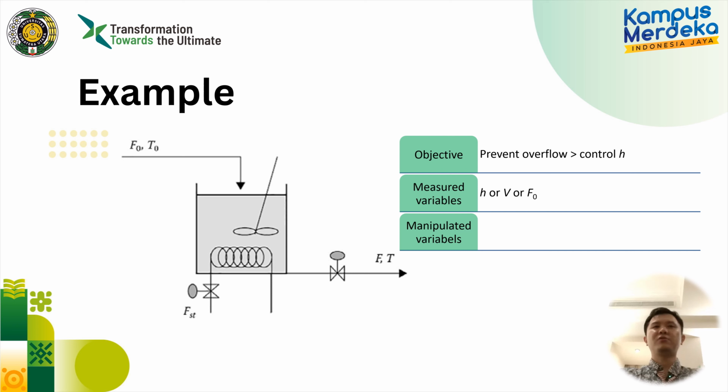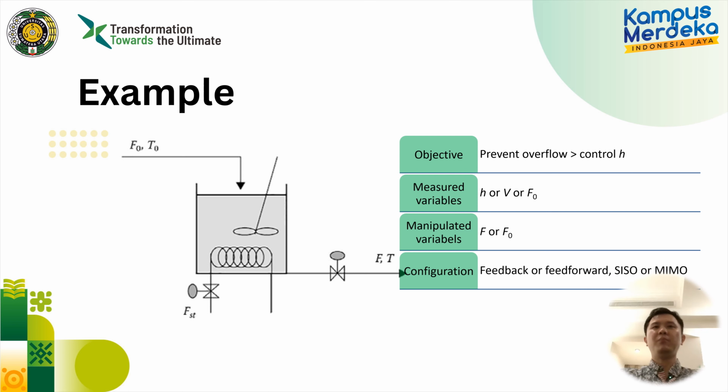Next, we know that in order to control liquid height, we can adjust the inflow F0 or outflow F. Each option will have different effects on the overall system and control performance. After deciding on the measured variables and manipulated variables, we usually have a good estimate of which configuration we will use, whether we go for feedback or feed-forward, and whether we will adopt the single input, single output configuration or multiple inputs, multiple outputs configuration. Finally, we will be faced with which controller we need to use and what the values of the controller parameters are.